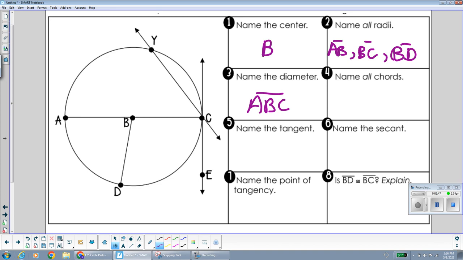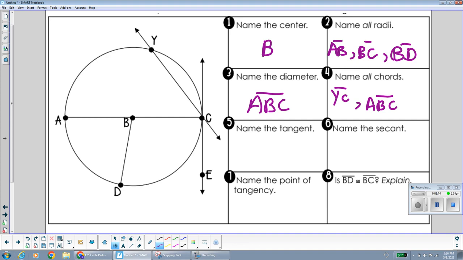Let's name all chords. So YC is a chord. If we just go from endpoint to endpoint, it's a segment. Technically, the diameter is a chord. It's just a special chord that goes through the center. So I'm also going to put the diameter because technically a diameter is a chord. It's just a special chord that goes through the center of the circle.